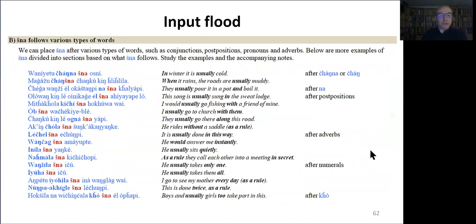Another strategy is an input flood, which is a technique which allows exposure to the target item in a far more frequent and intensive way than it would normally be encountered during reading. So students can observe the numerous sentences with the habitual marker schna, and with the help of these notes, they can also notice the types of words that schna can follow.